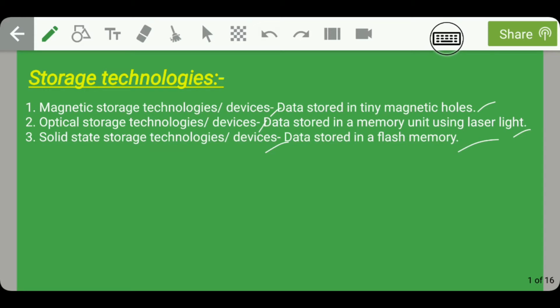So guys, now we will discuss various classifications of these magnetic storage technologies, optical storage technologies and solid state storage technologies. And moreover, we will be seeing what this magnetic hole means, what this laser light means, and what this flash memory means.